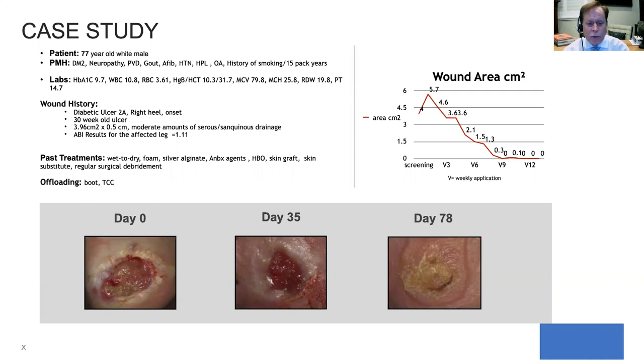His ABI was 1.11, and all kinds of therapies had been utilized, including HBO and even a split thickness skin graft, which did not take. And of course, the patient was debrided on a regular basis and appropriately offloaded with a boot and even a total contact cast. The wound still failed to resolve until ActiGraft was utilized. And this is day 0, day 35, and day 78. And just looking at the decrease in centimeters squared over that period of time, this wound went on to completely reepithelialize.